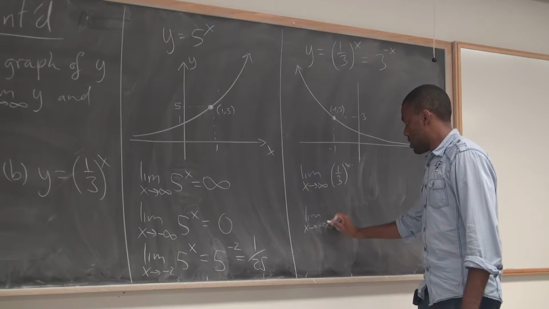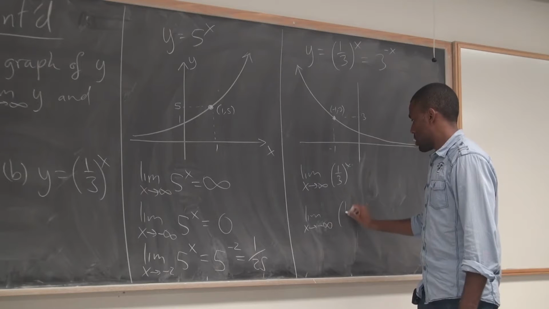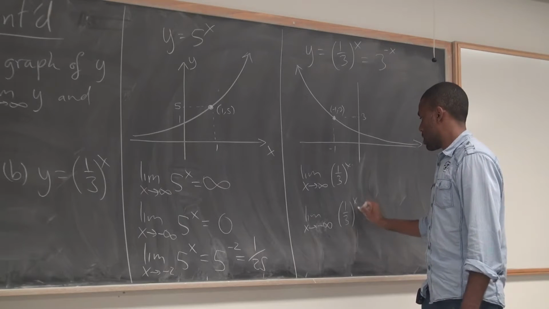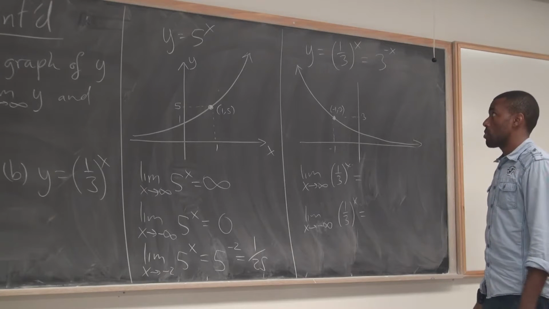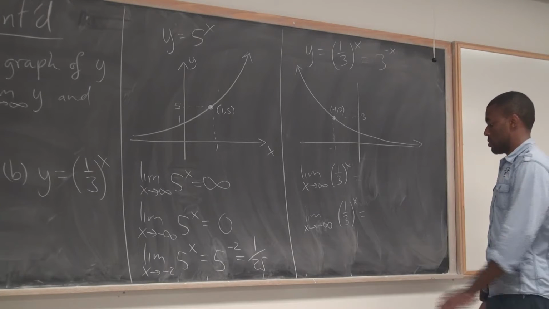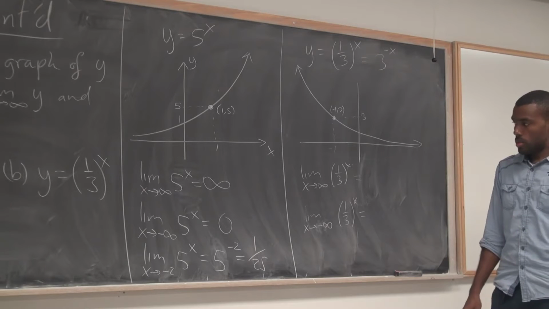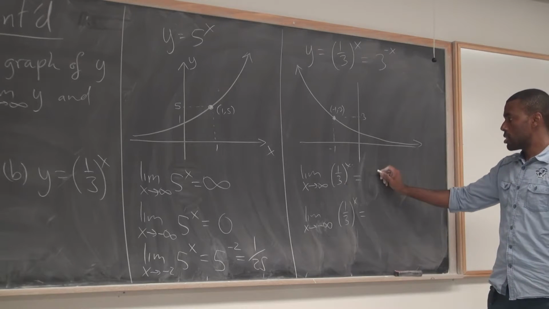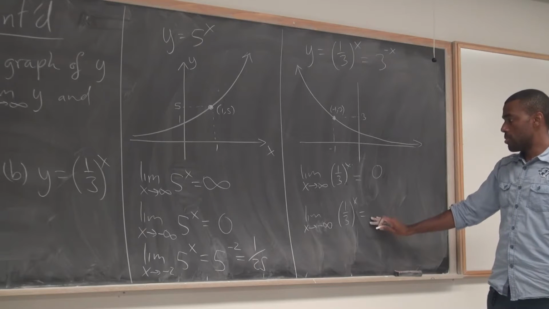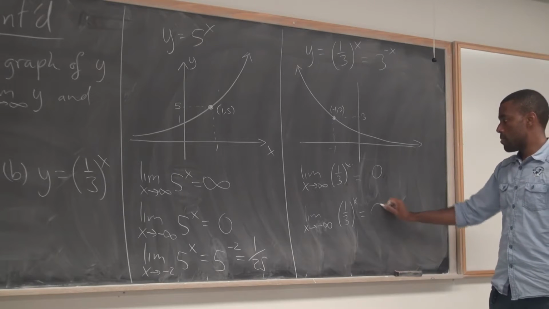Negative infinity of (1/3)^x. This guy, as I go to infinity, I get 0. As I go to negative infinity, I get infinity.